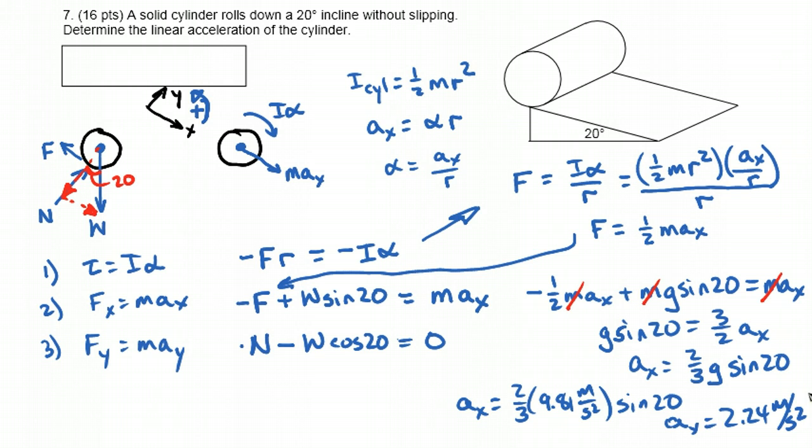Another way of doing this problem would be to use conservation of energy. We could set the initial potential energy equal to the final kinetic energy. We could relate the height and the distance traveled, and we can then find a final velocity. Then we can use a constant acceleration equation to get the acceleration that would give us that final velocity. That's posted on the website. I won't work through it here. This is the way we work through it in lecture.